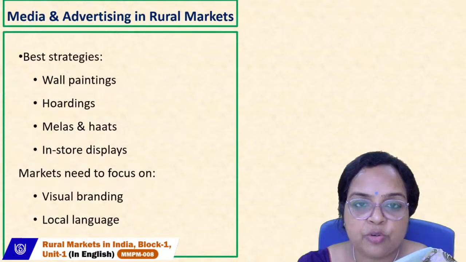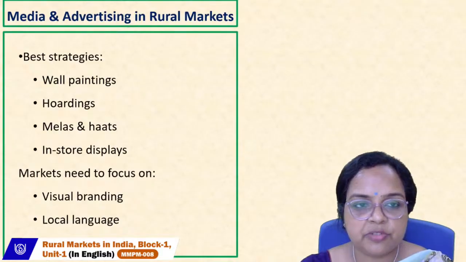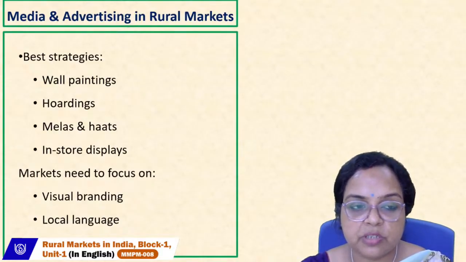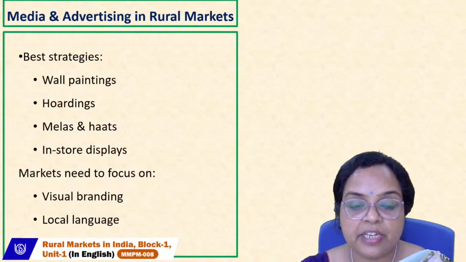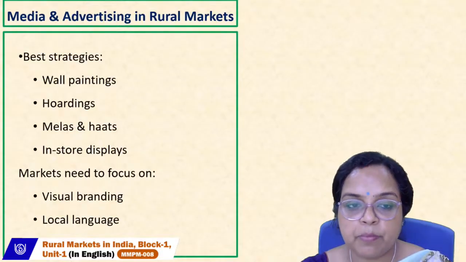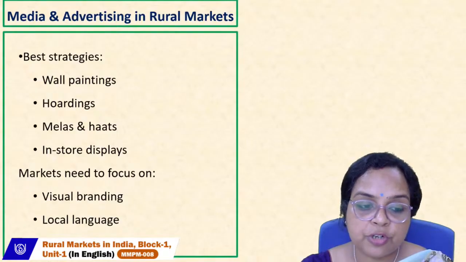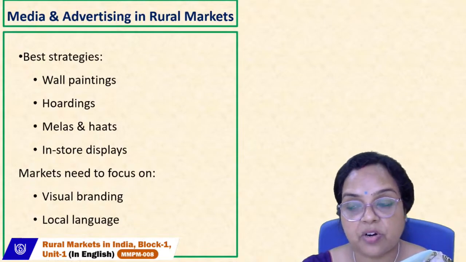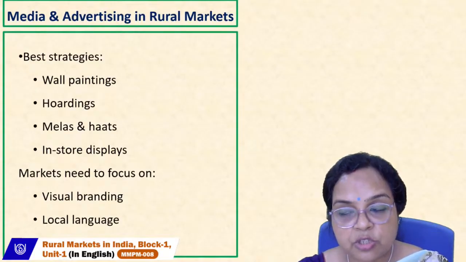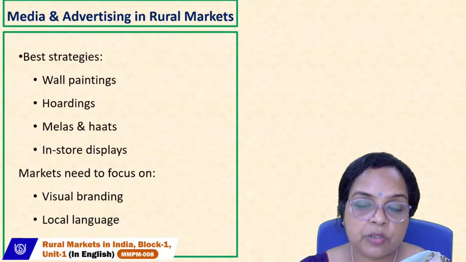Media and advertising in rural markets: how do they impact the rural markets? The best advertising strategies for rural belt consumers are wall paintings, then hoardings, melas and haats, and in-store displays. They literally pay more attention to in-store displays. So marketers need to focus on visual branding, on local language to advertise something, and they have to take care of the cultural context also. If something is not accepted by their culture, it will be very difficult for the product to sustain and grow.